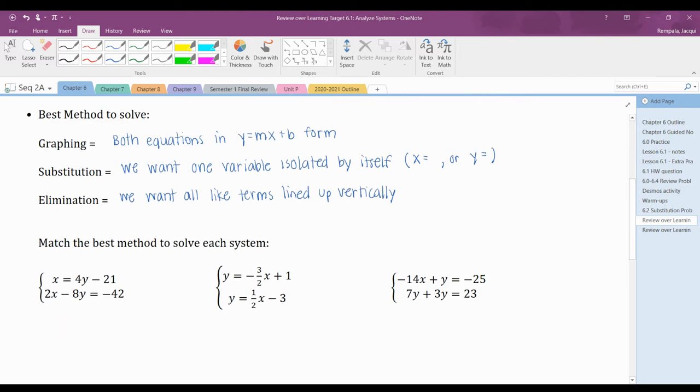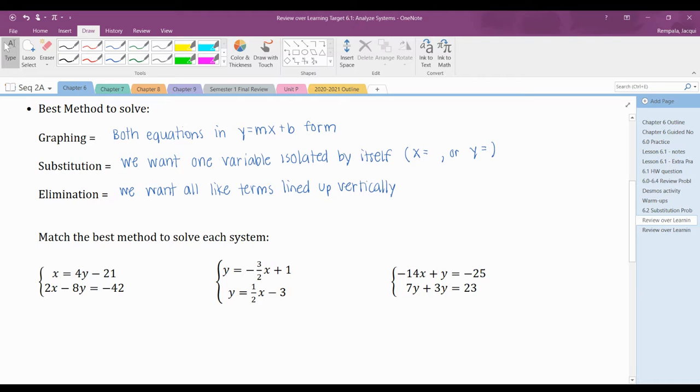So now that we know the ways to solve, if I look at this example, it says match the best method to solve each system. Let's look at the one on the far left. We have x equals 4y minus 21 and 2x minus 8y equals -42. Hopefully we notice that this top equation says x equals. Because I have a variable that is isolated by itself, that tells us that substitution is going to be the best method to solve.